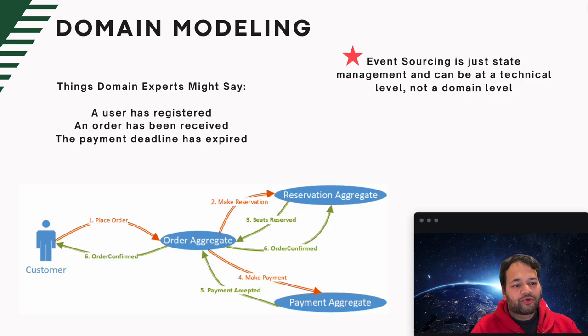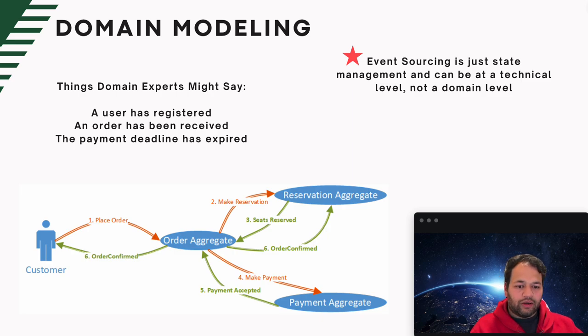It's different from event sourcing in that event sourcing is just the state management, and it can be at a technical level. You might be managing, okay, you know, the order has been updated, it's pending, it's this, it's that. And there can be a lot of system level or technical level updates and reads and writes. But if you're modeling things at a domain level, then you're not going to talk about things at a system level. You're going to talk about, okay, I placed an order.